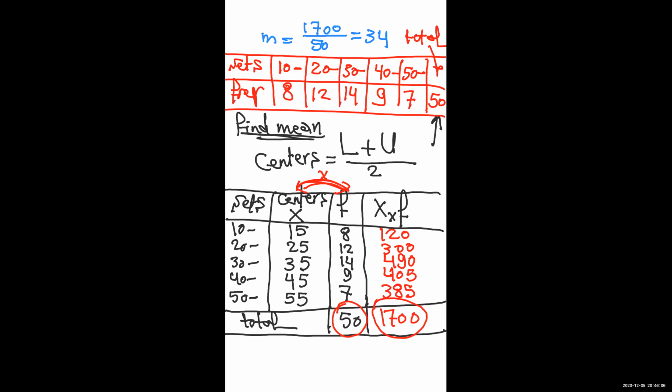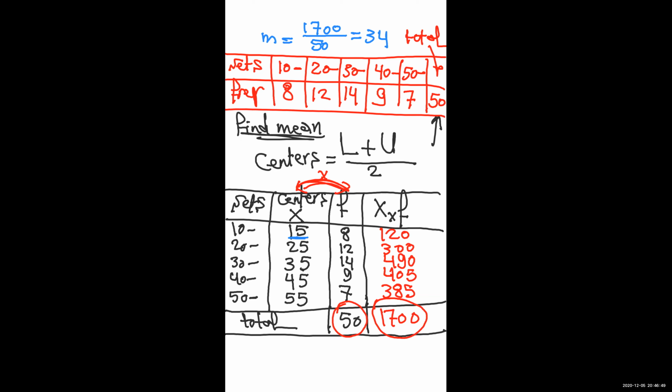Find the mean. How to get the mean, guys? Actually, for the mean, we are going to write down this table, which we will start with the sets, and then get the centers of each set. The sets from the table are 10, 20, 30, 40 and 50. So the centers, how to get the center for the first one? Lower limit plus upper limit divided by 2. So 10 plus 20 divided by 2 equals 15.